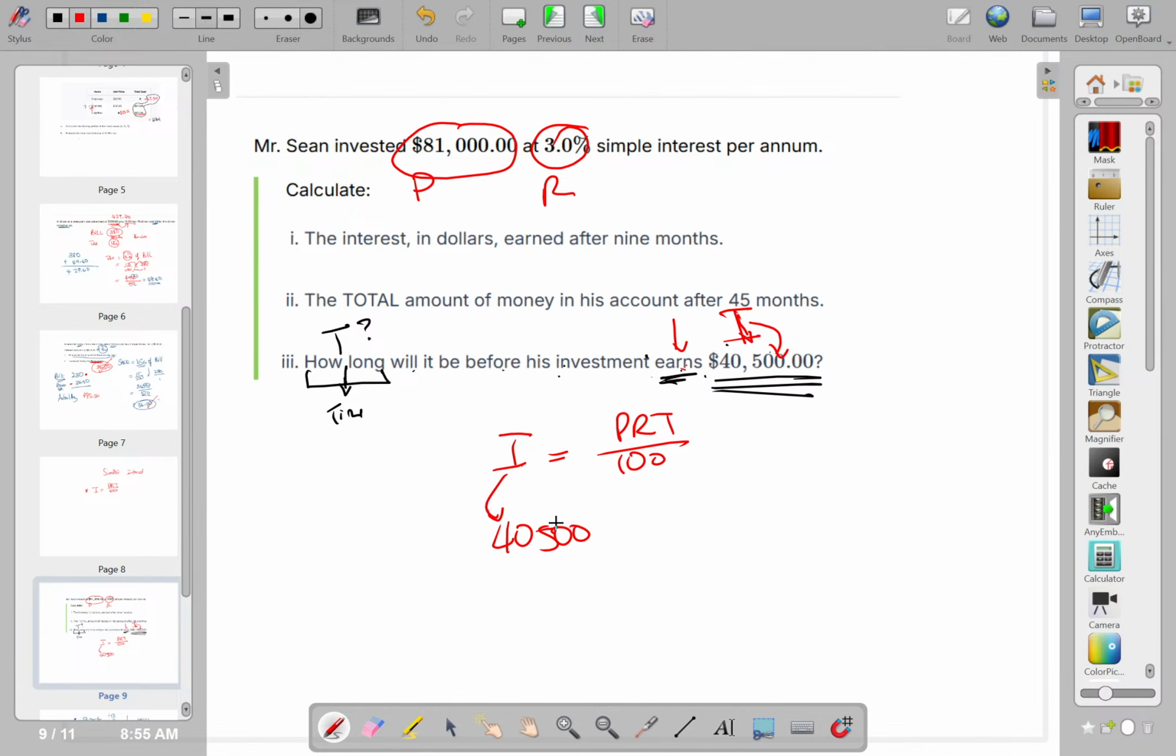So change them out. What's the principal? It didn't change, 81,000. What's the rate? Still 3. The thing that we're finding now, we're finding how long it will take him to make this amount additional on his account. So then the time is what we're going to be solving for. Let me pause. Everybody understand that?